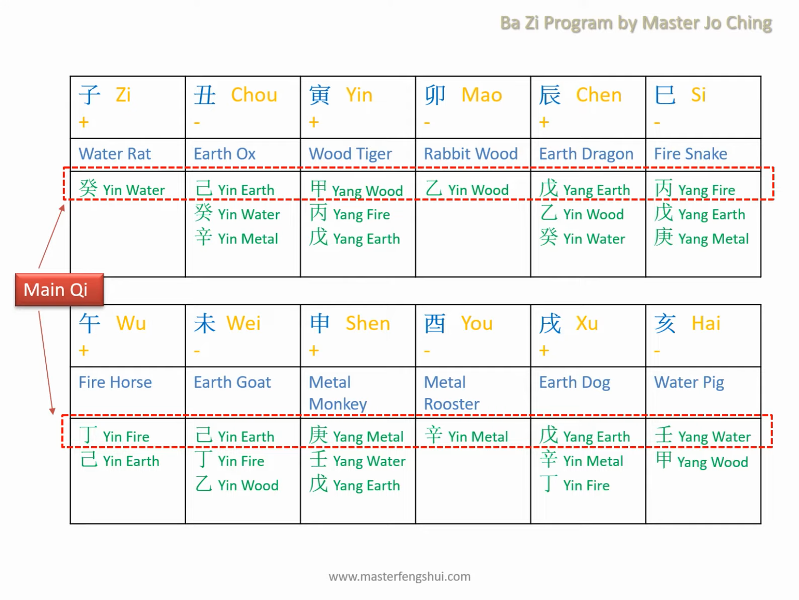But what you need to differentiate here is really between the main qi and the sub qi, because in our school, when we teach Bazi, we only focus on the main qi, or the main hidden stems, for doing prediction.